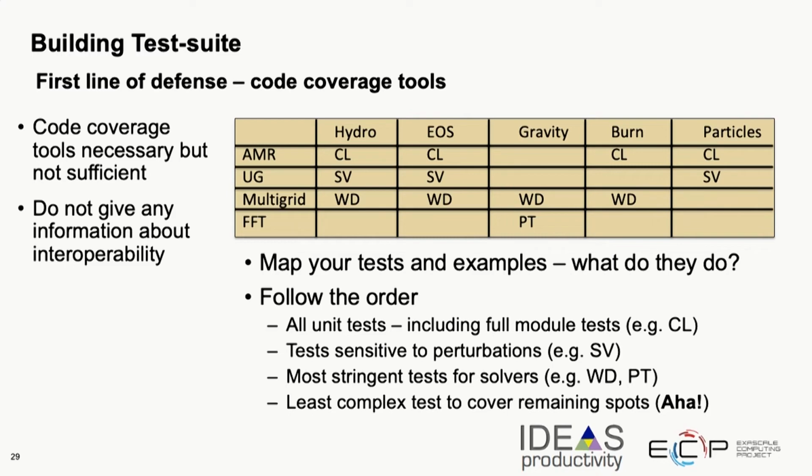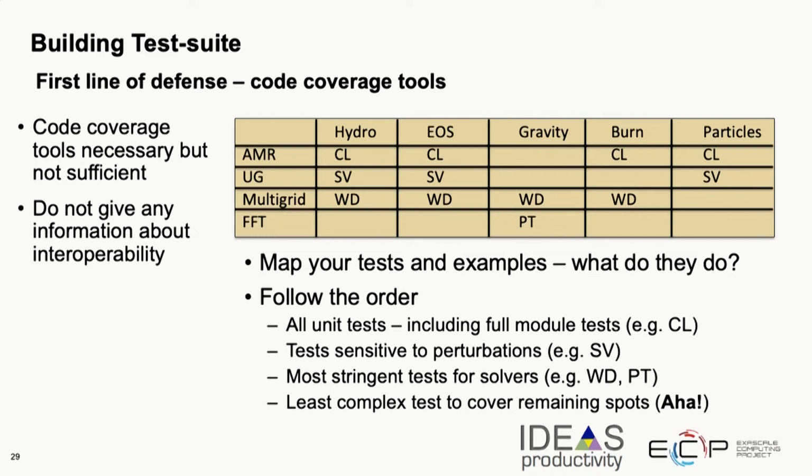You can develop your own, but this is just an example. It is not any standard method, but this works for us. It might work for many of you. So what we do is we create a matrix, and we have certain code functionalities that we want to check interoperability of along the columns, and certain others along the rows. And then we pick tests and we mark off spots in this matrix where that interoperability is exercised.